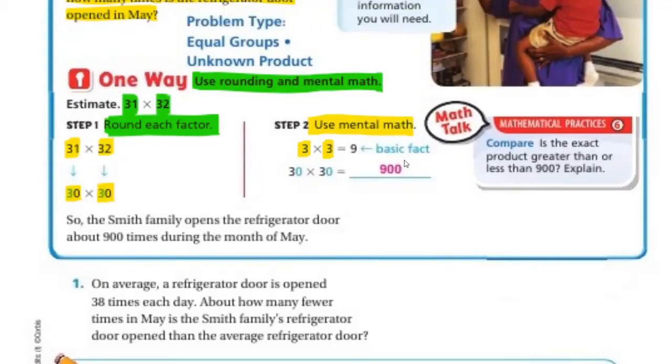3 multiplied by 3 equals 9, right? So 30 multiplied by 30 equals what? As we learned before in the previous lesson, you have to put the 2 zeros first, and 3 multiplied by 3 equals 9. So it will be 900. So we can say the Smith family opened the refrigerator door about 900 times during the month of May. Okay, let's see the next one.